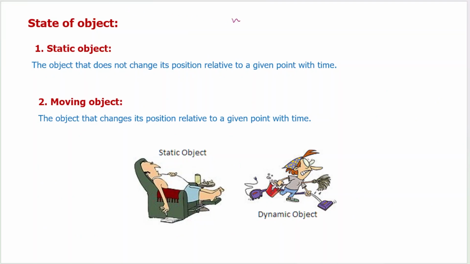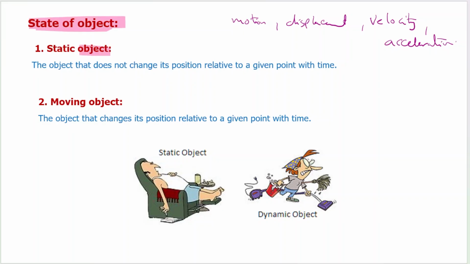Now we will talk about motion, displacement, velocity, and finally acceleration. So what are the states of the object? The object may be static. Static means it will not move, or it can be a moving object.